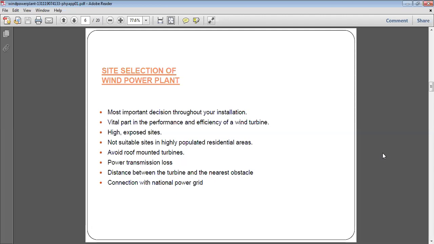Then the distance between the turbine and the nearest obstacle. Next is an important point: where the turbine is installed and the nearest obstacle, and the distance between them is also a crucial part. Then connection with the national power grid. How long the connection is, means the distance for the connection to the national power grid. We have to lay the lines for this, and those lines are associated with this particular decision.